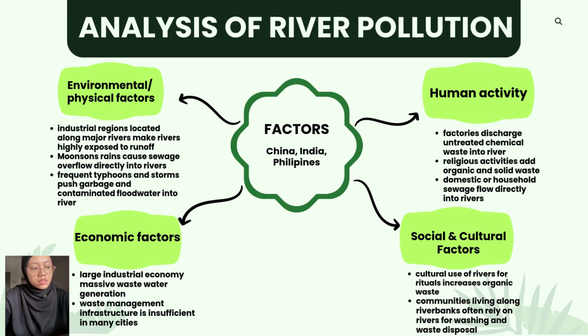So natural conditions and climate make the rivers vulnerable to pollution. Second, human activity. Factories discharge untreated or partially treated chemical waste into a river. Religious activity, especially in India, adds more organic or solid waste into their rivers. In many communities, domestic sewage from households still flows into their rivers. This includes wastewater from the kitchen, bedroom, or laundry.